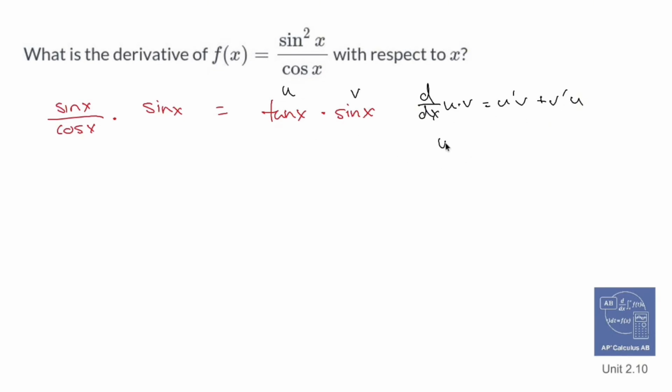The derivative of u is the derivative of tangent, which is secant squared x. Memorize that. V prime is going to be the derivative of sine, which is regular old cosine, no negatives. So now this is just a matter of putting together the product rule. U prime v is secant squared x times v, which is sine x, plus v prime u, which is cos x times tangent.